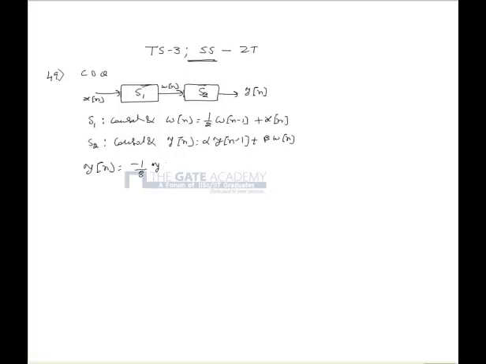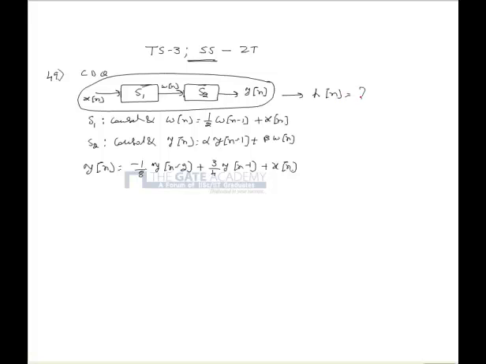The whole system is represented by the LCCDE y of n equal to minus 1 by 8 y of n minus 2 plus 3 by 4 y of n minus 1 plus x of n. Now we have to find the impulse response of the cascaded system.